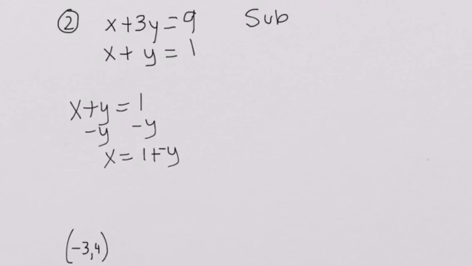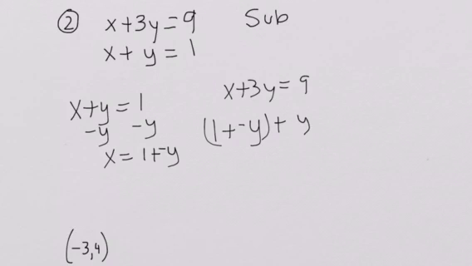Add a line, change the sign, so I have 1 plus negative y. Now I'm going to take my next equation, x plus 3y is equal to 9, and I'm going to substitute in that value for x. So it's going to be 1 plus negative y plus 3y is equal to 9. So I'm going to have 1 plus 2y, because if I combine the negative 1y and the positive 3y, I have 2y is equal to 9.